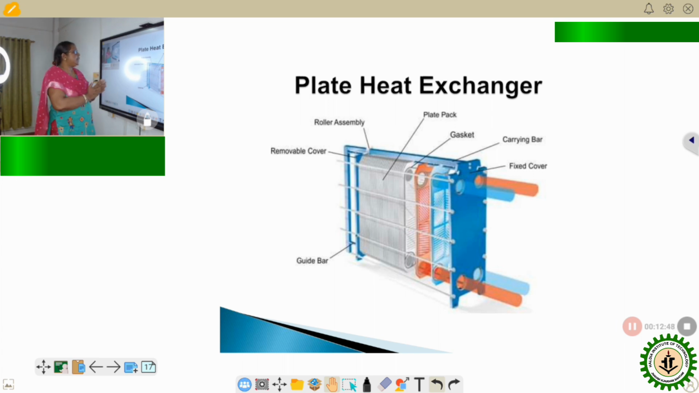In different sections there are barriers or blocks, so that one section is separated from another section. In this way a large number of plates can be attached in a frame, and by increasing the number of plates, the efficiency or capacity of the exchanger can be increased.